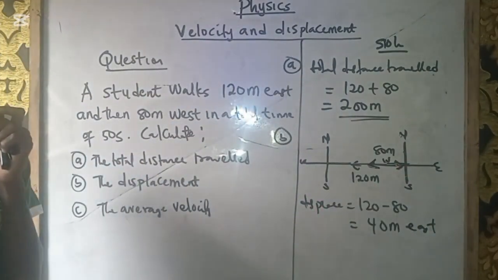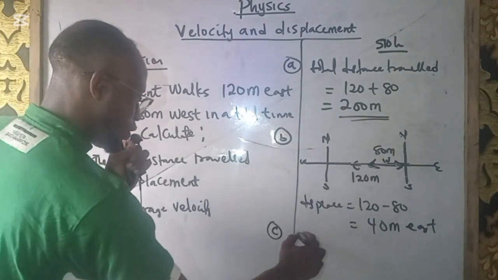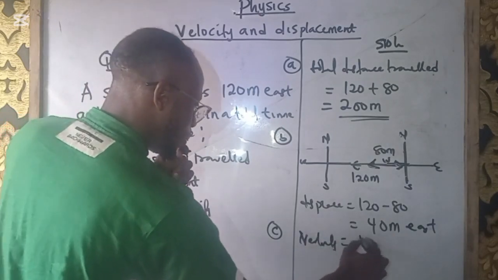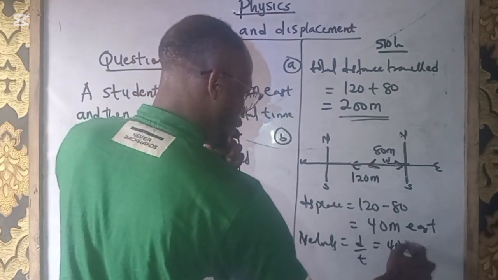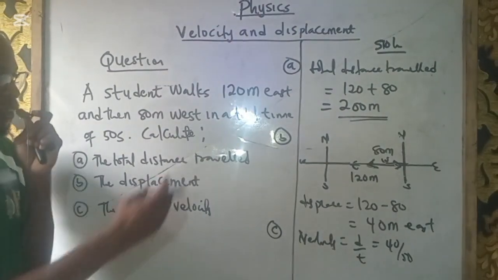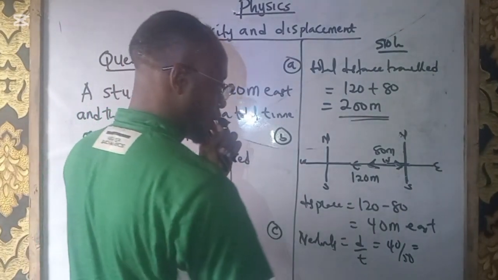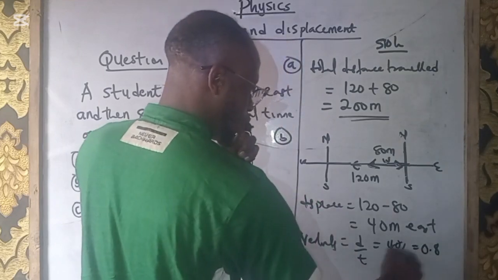That's all. All right. The last one, part C, says we should find the average velocity. Of course, velocity, we said is what? Displacement over what? Time. Don't forget that. So what's our displacement? 40 over 50. Because our time is what? 50 seconds. So when you divide this, what are you supposed to have? I think that should be 0.8. Yeah, that should be 0.8.